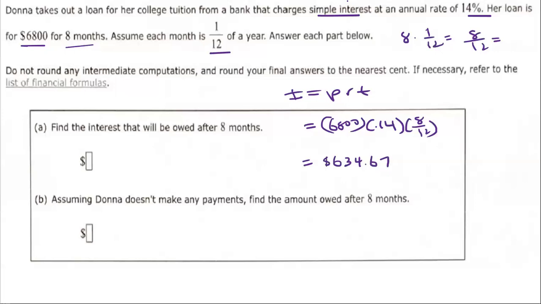And then we just need to add this to what she already has. So this loan is 6,800, add the 634.67, and that gives us a total of 7,434.67.